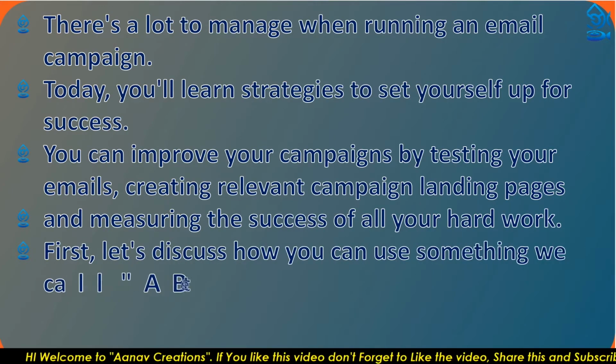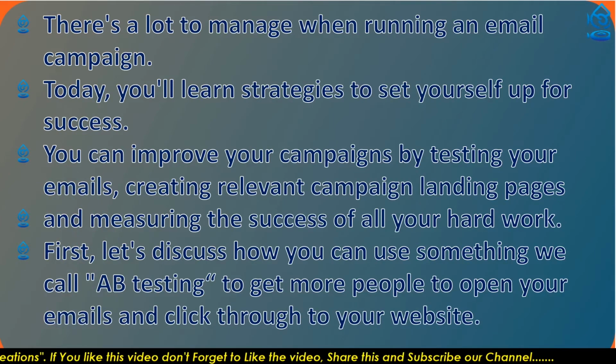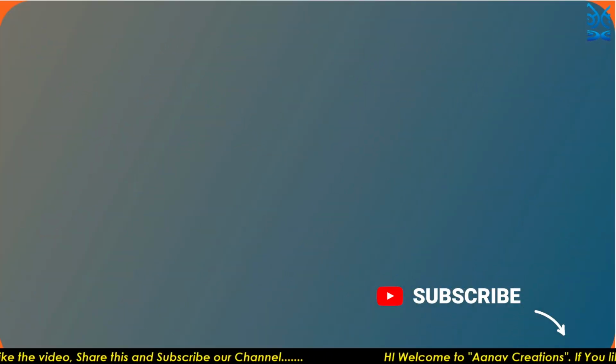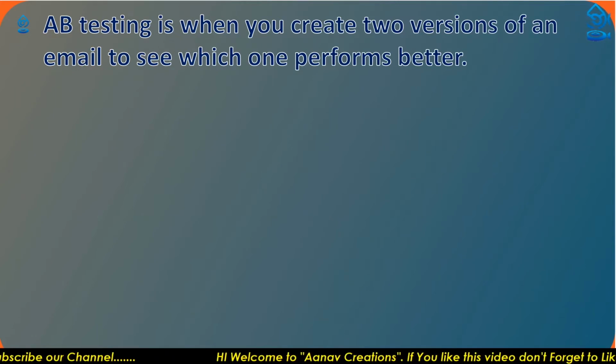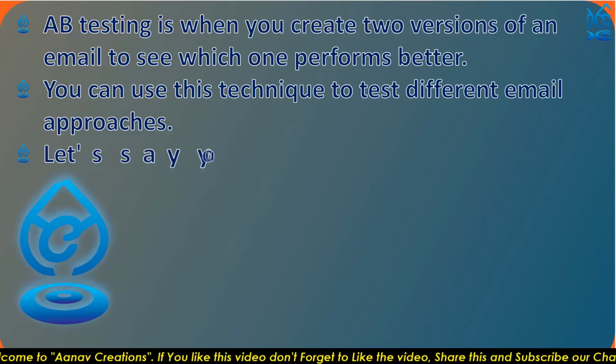your hard work. First, let's discuss how you can use something called A/B testing to get more people to open your emails and click through to your website, etc. A/B testing is when you create two versions of an email to see which one performs better. You can use this technique to test different email approaches.